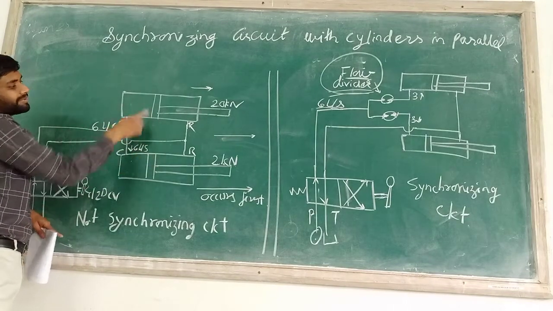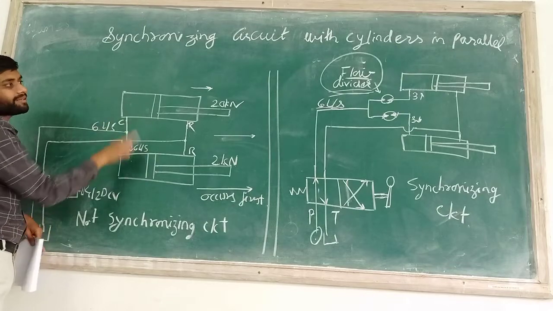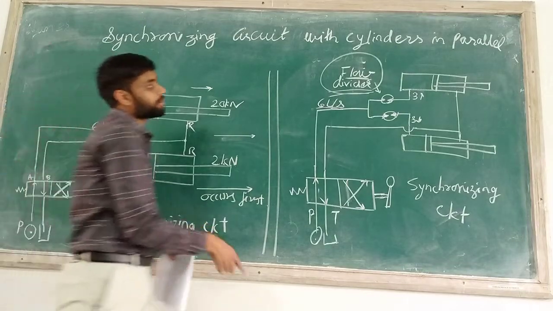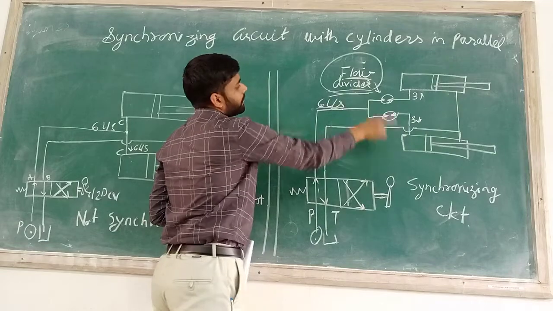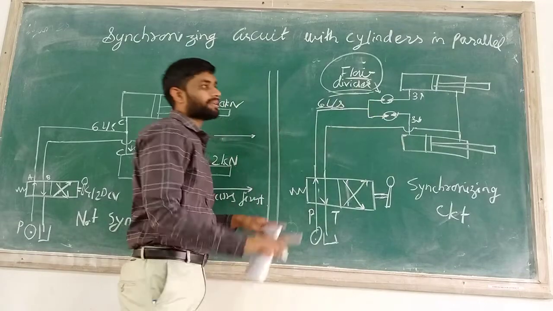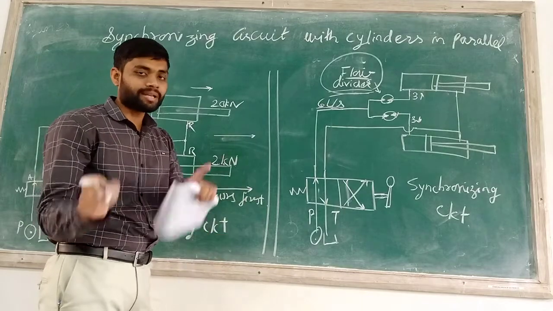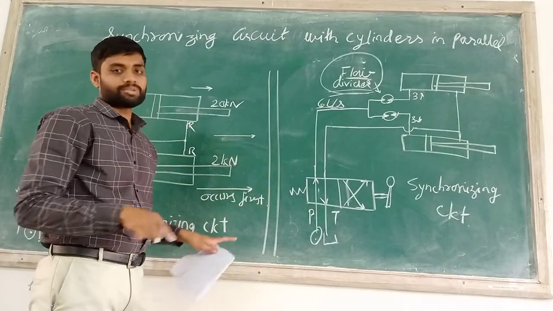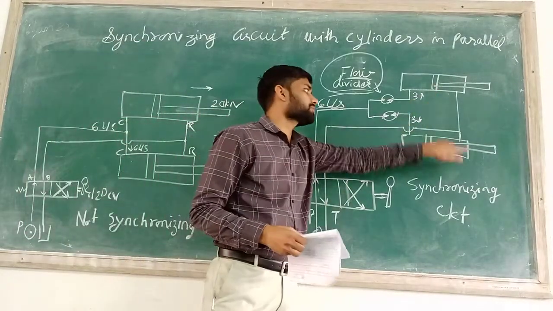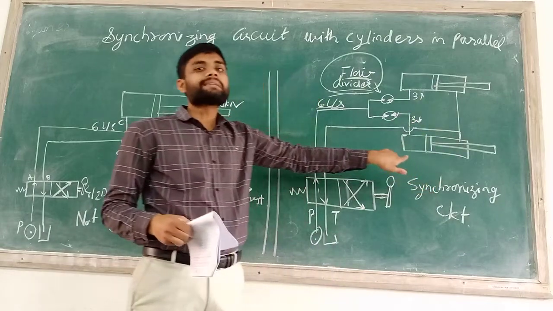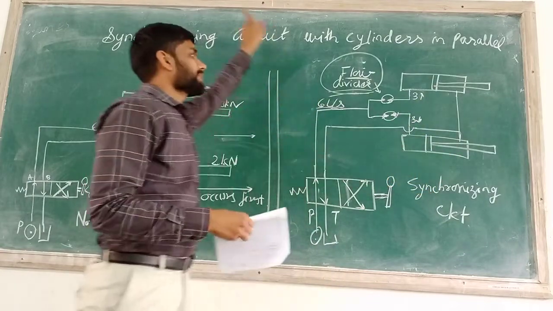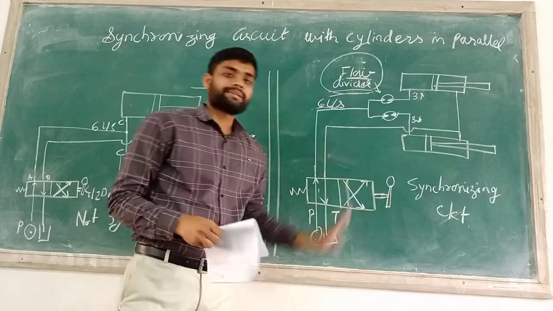So here both the cylinders are not going to extend at the same time. But with the use of this flow divider, both the cylinders extend at the same time, because the flow gets divided and is sent equally to both cylinders. That's why the extension of the two cylinders occurs at the same time, and we can call it a synchronizing circuit.